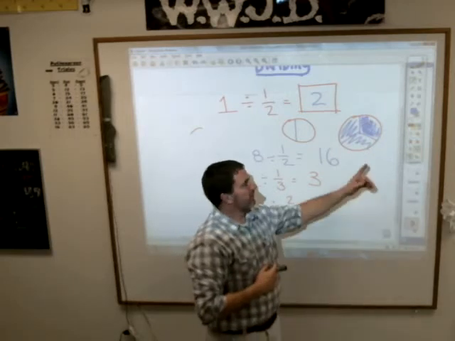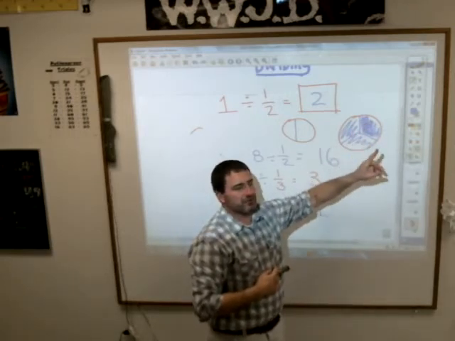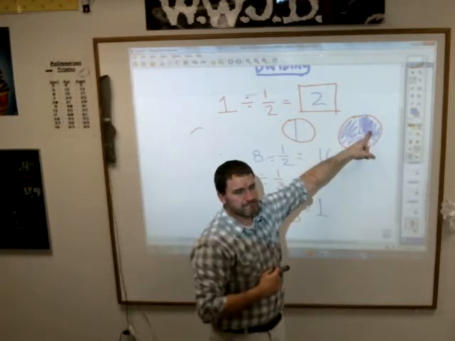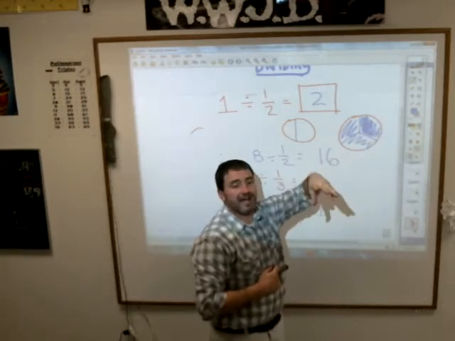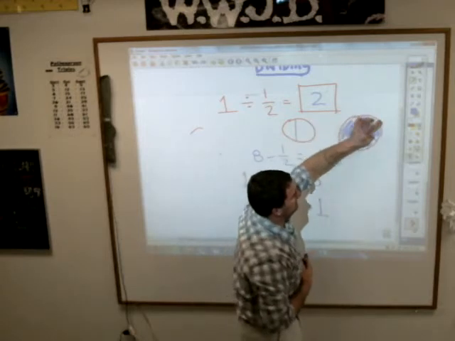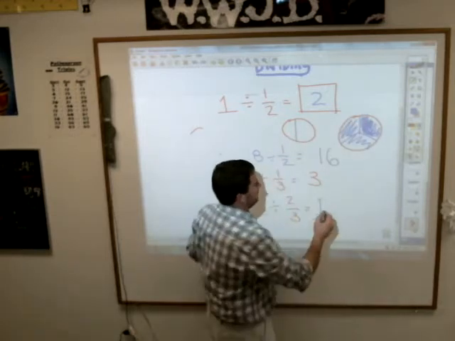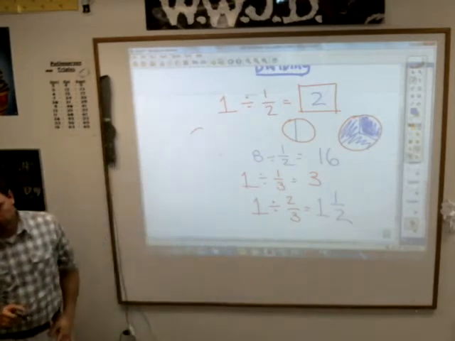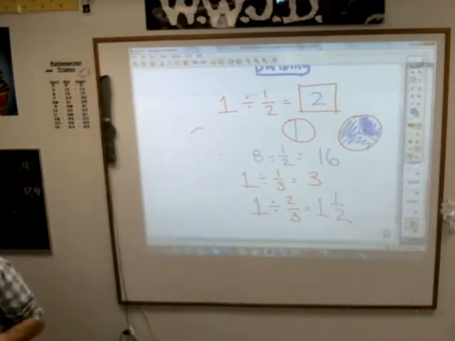I want to know how many 2/3. This little chunk right here is how many 2/3? It's half of the 2/3 because this is the same as this, which is half of that 2/3. It's 1 and 1/2.